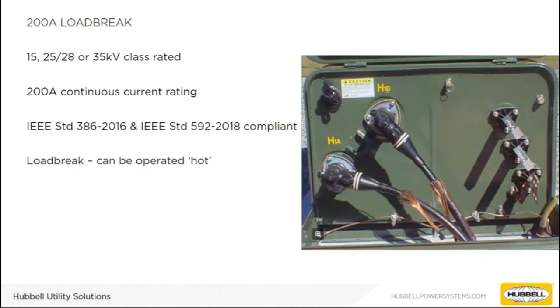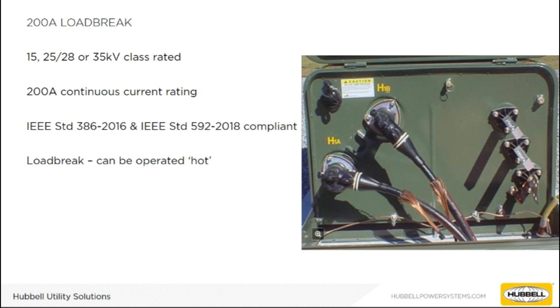Hubble has been manufacturing cable accessories since 1999. Today, Hubble Utility Solutions offers a full line of 15 kV, 25 kV, and 35 kV class underground separable connectors for 200 amp, 600 amp, and 900 amp applications. Our underground separable connectors are designed and tested to meet or exceed all applicable requirements of IEEE and other industry standards. These underground separable connectors are fully interchangeable with competitor products, fully shielded, insulated, and fully submersible up to 6 feet in water.